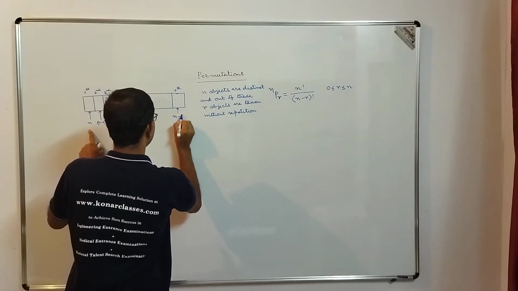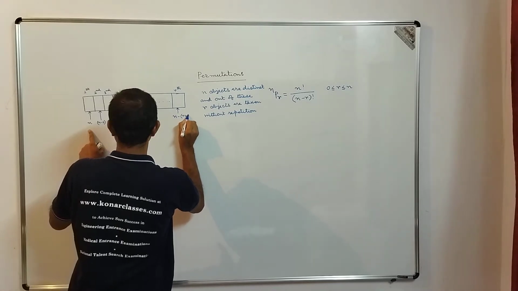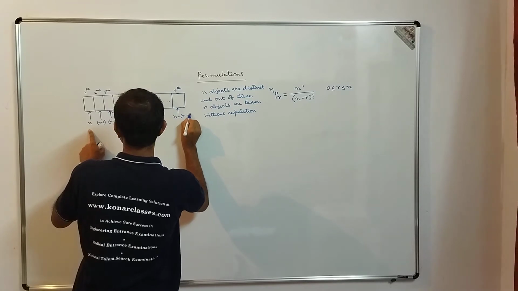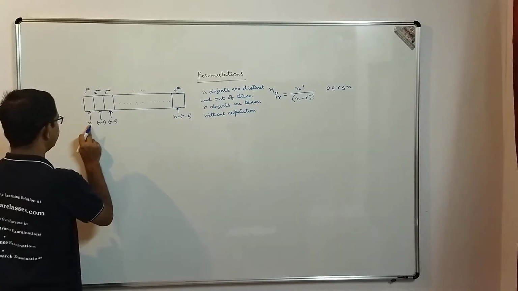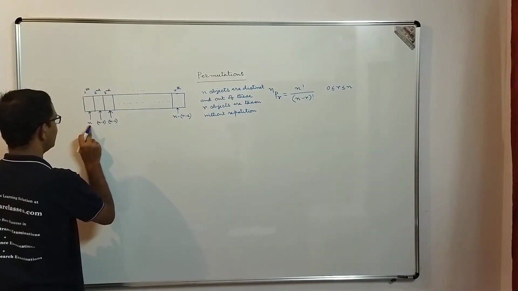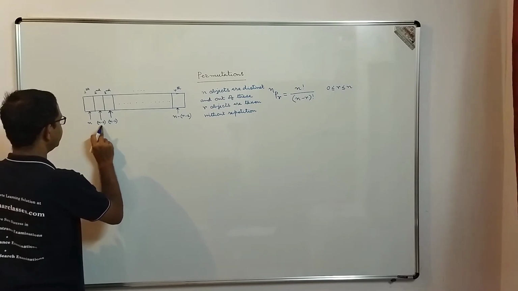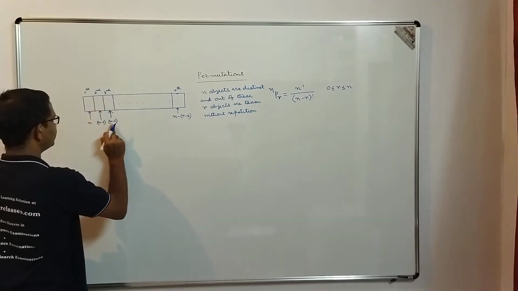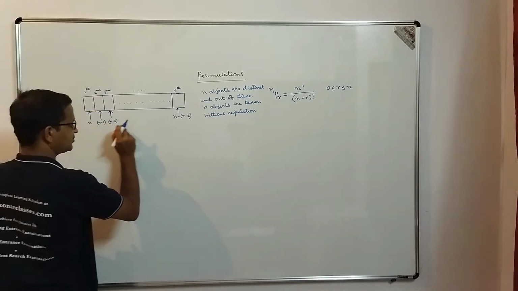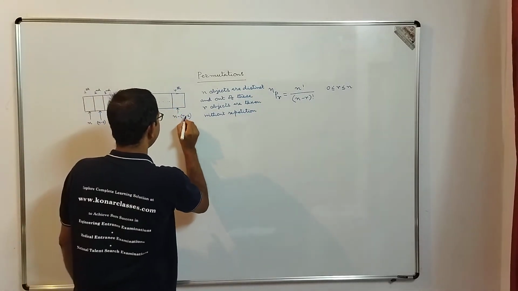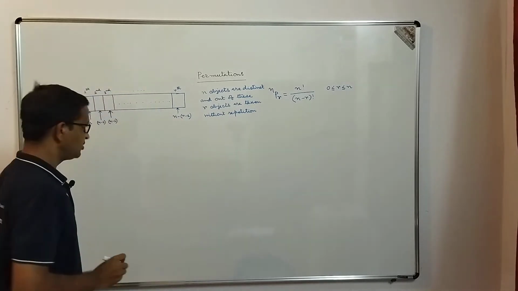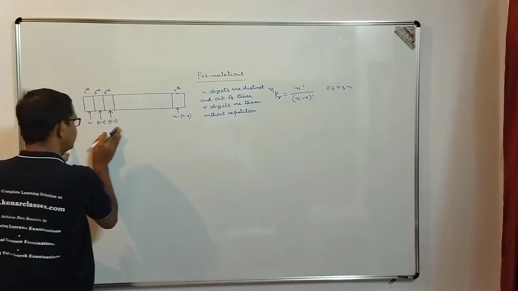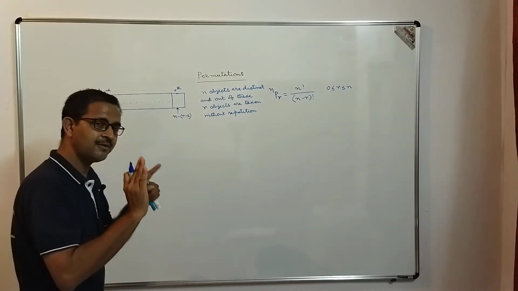In that way, if we proceed, the rth place can be filled in n minus r plus 1 ways. You see here, the first place is n minus 0. The second place is n minus 1. The third place is n minus 2. So when it is the rth place, it should be n minus r plus 1. If we multiply all these numbers, this is the number of arrangements.